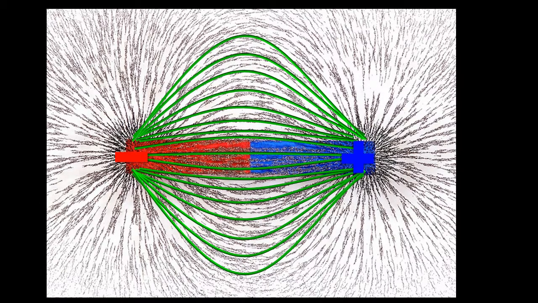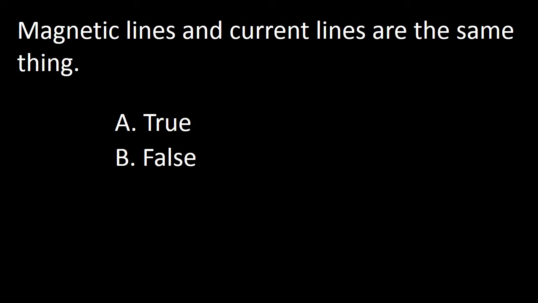In this frame, I have superimposed the electrical lines and the magnetic lines, so you can see the similitude between them. So, magnetic lines and current lines are the same thing, true or false? The answer is false. Next question.